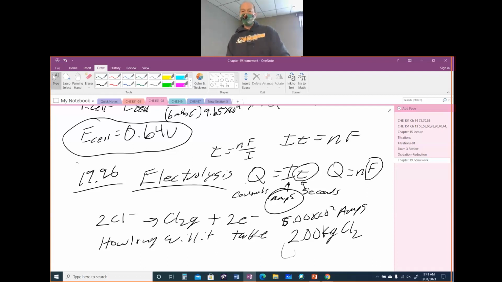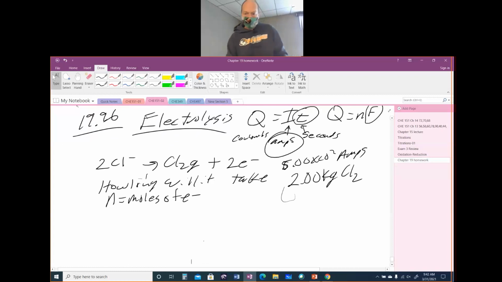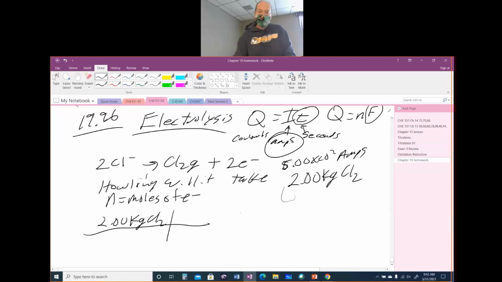All right, but just saying n is moles is not good enough. You must know that n is moles of electrons. And they give us the half reaction. So what we have to do is take our 2 kilograms of Cl2 and convert that to moles of electrons. So first we convert it to grams. There's 1,000 grams in a kilogram. So that is 2,000 grams.